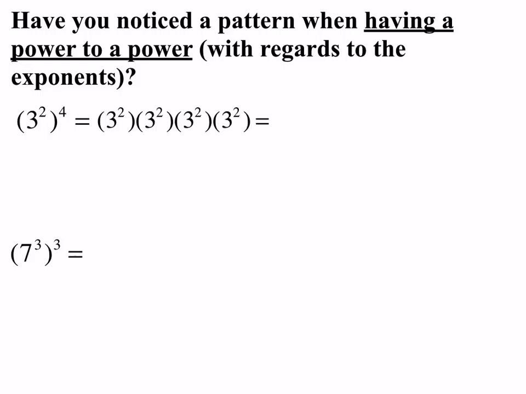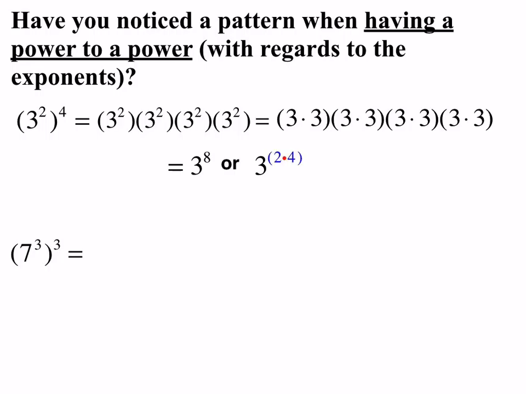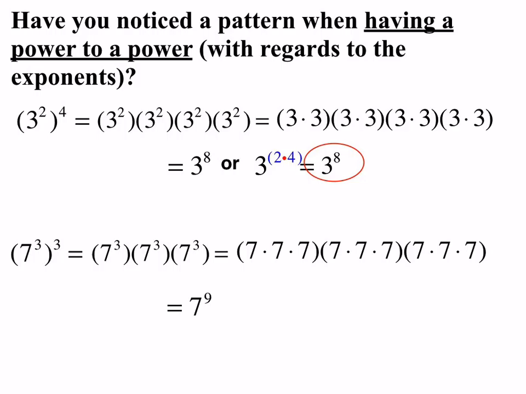So in this one, extending the product or expanding the product, we can see we have 8 threes, but now we can utilize this property, 3 to the 2 to the 4th power, which is 3 to the 2 times 4, which is 3 to the 8th. And then in the second one, 7 to the 3rd times 3, that is 7 to the 9th power.